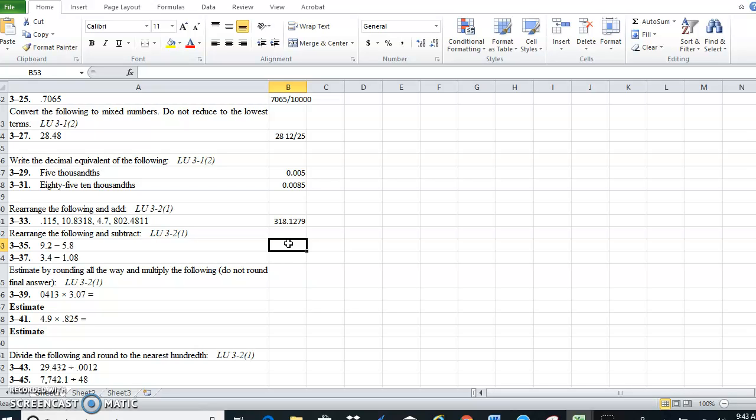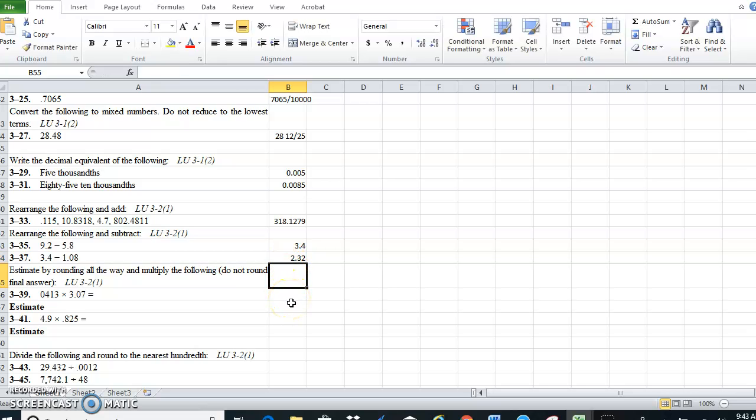Same with these, rearrange the following and subtract. We don't have a good way to rearrange. So 9.2 minus 5.8, 3.4 minus 1.08.